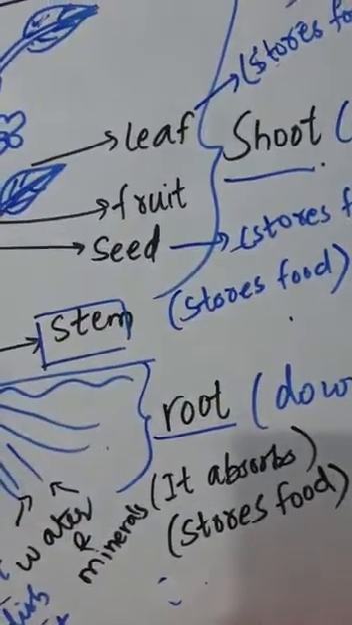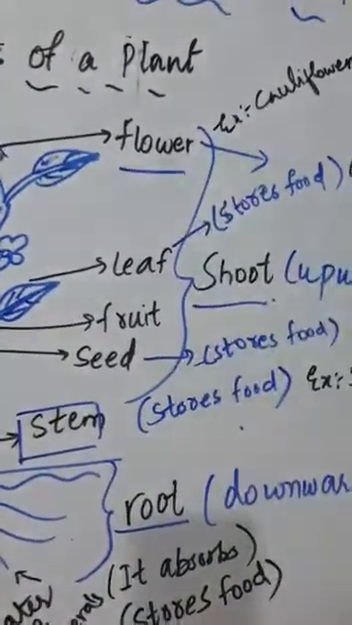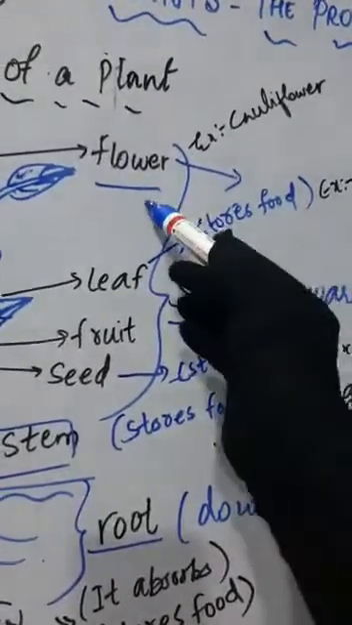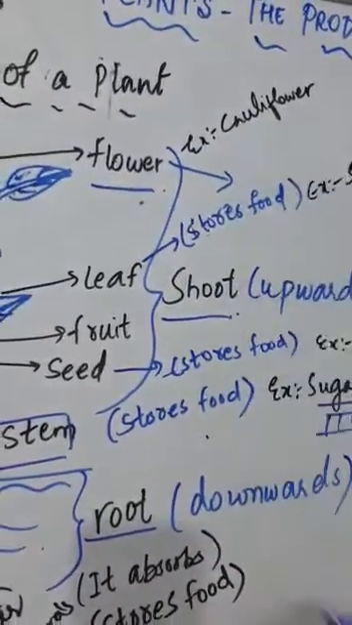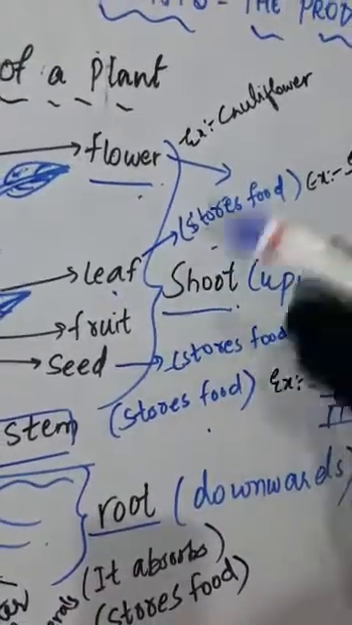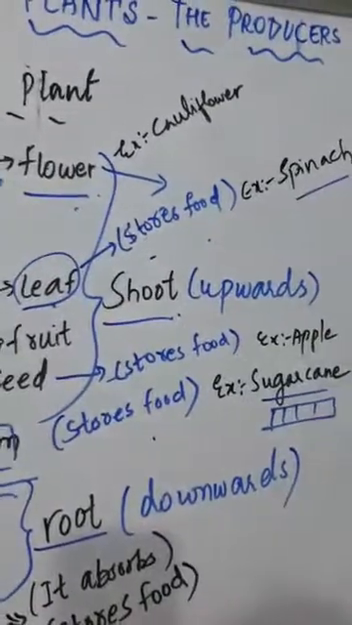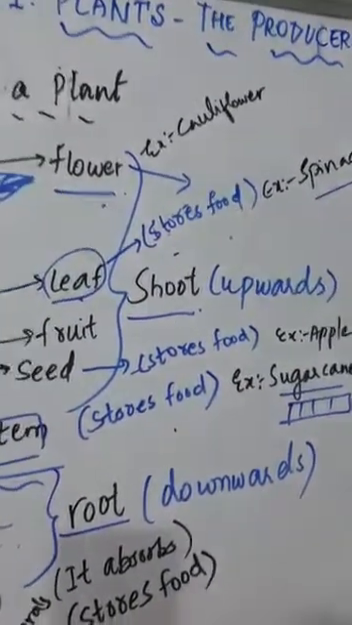Then food is also stored in the form of flower, like cauliflower. Yes or no? Then the leaf also stores the food. Plants store the food in the leaf, like spinach and fenugreek.